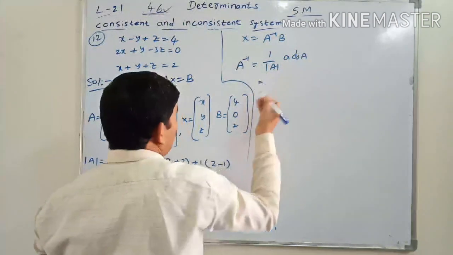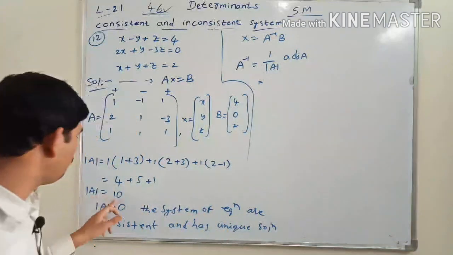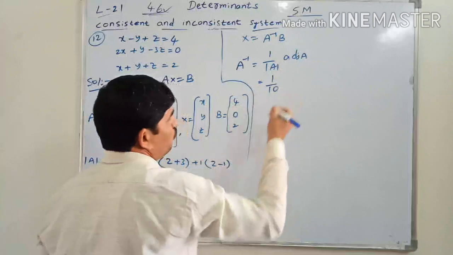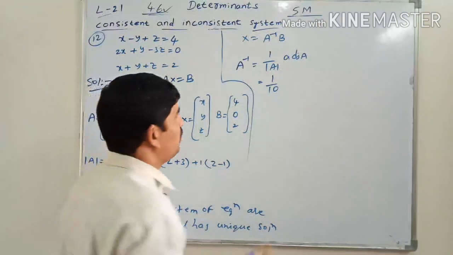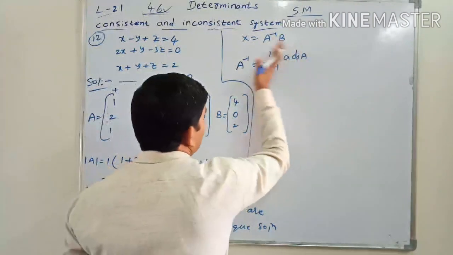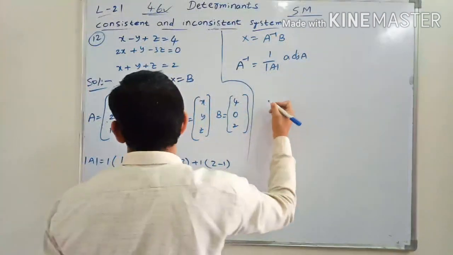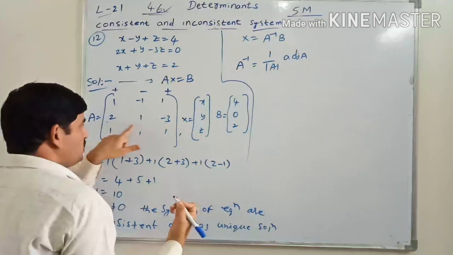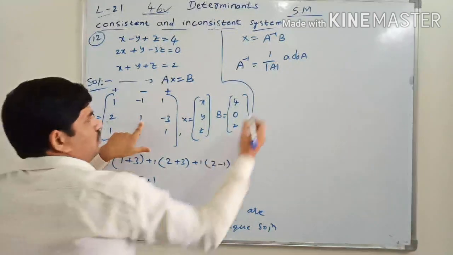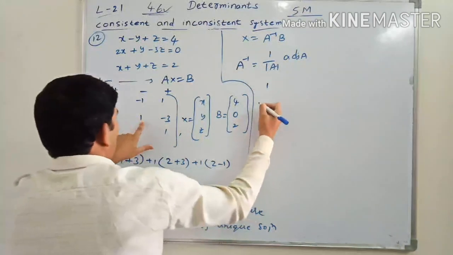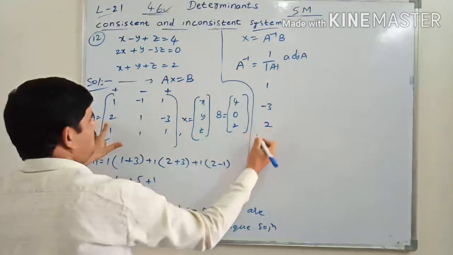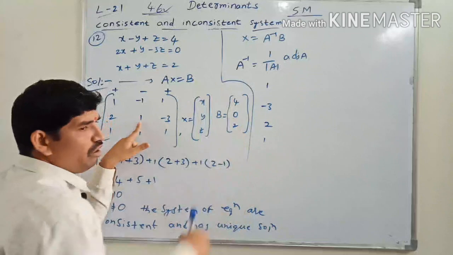After writing this, we already have the determinant of A, that is 10, so 1 by 10 into the adjoint A. First we have to find the adjoint A. See how to find the adjoint A by taking the matrix A only. This is the second row, from the second row we have to take the middle number. Okay, 1, after that again left. See, it is very easy, and the middle, but we are writing it in a column.